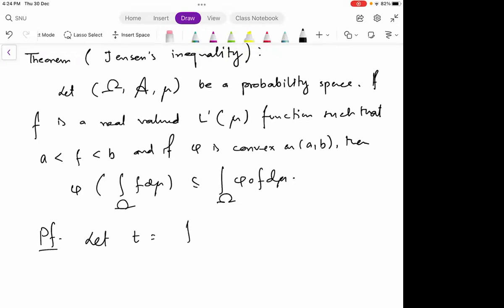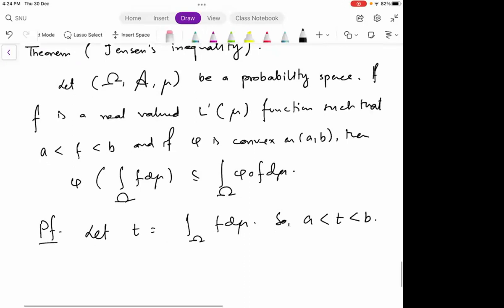So let t be this number. Now f lies between a and b. So t lies between a and b because mu is a probability measure. When you integrate over the whole space, you get 1. That's why I get a less than t less than b, by simply using a less than f(x) less than b for every x and then integrating all 3 sides of the inequality.